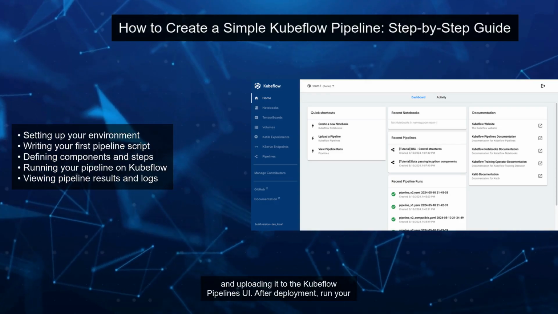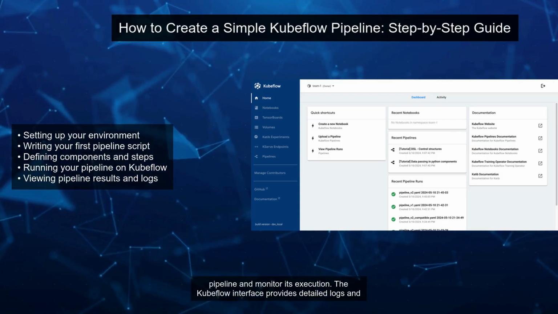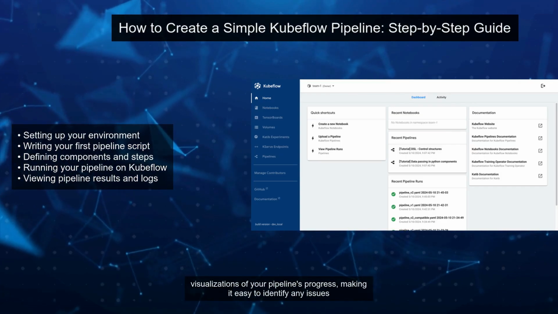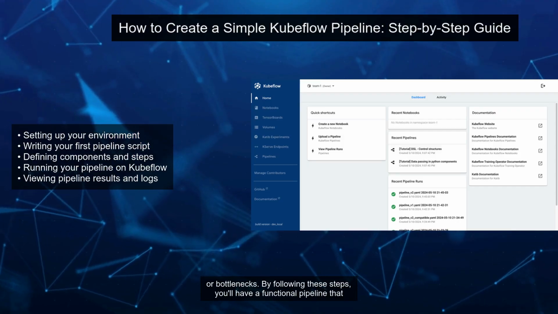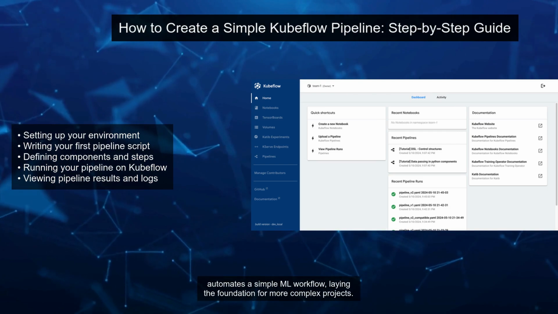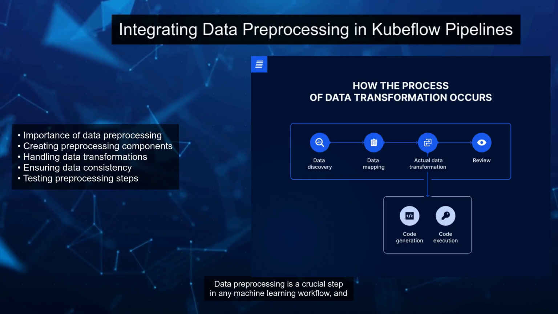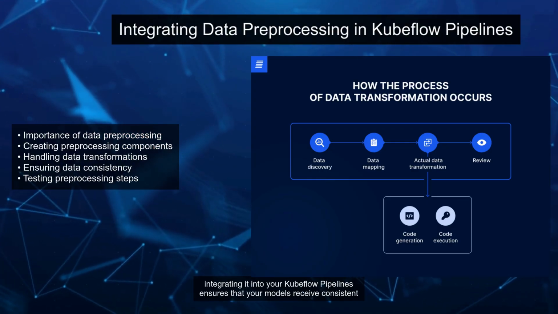After deployment, run your pipeline and monitor its execution. The Kubeflow interface provides detailed logs and visualizations of your pipeline's progress, making it easy to identify any issues or bottlenecks. By following these steps, you'll have a functional pipeline that automates a simple ML workflow, laying the foundation for more complex projects.